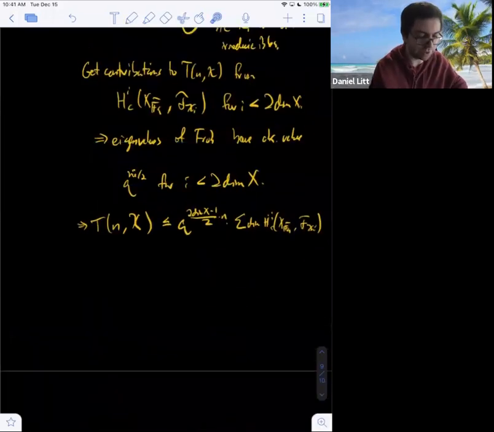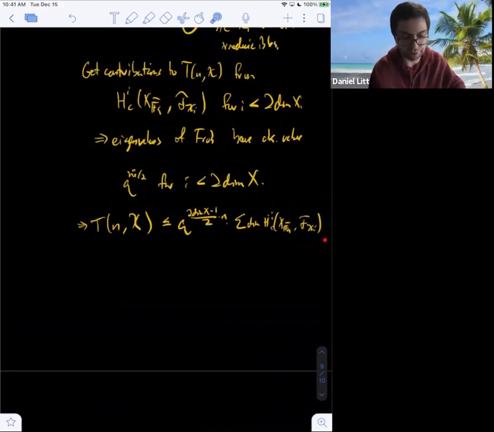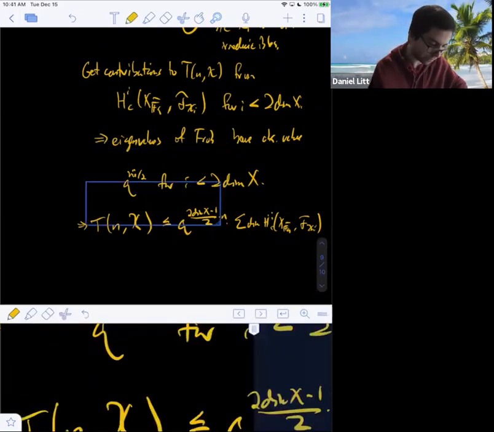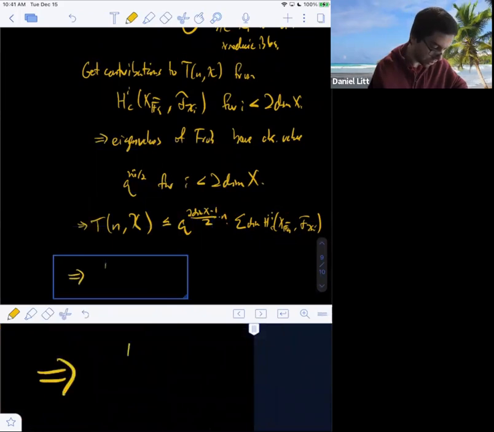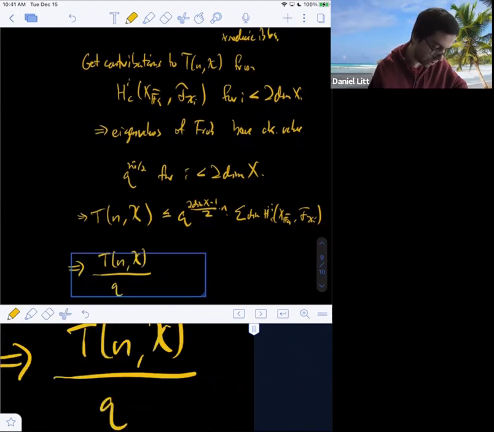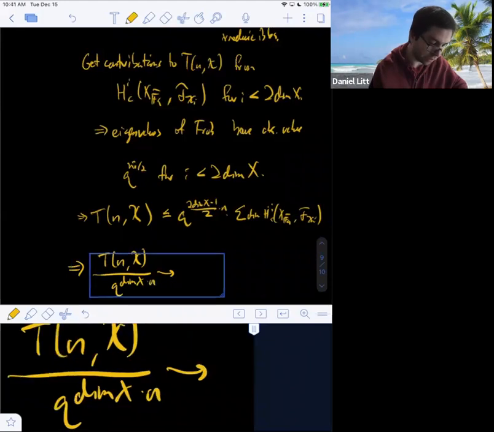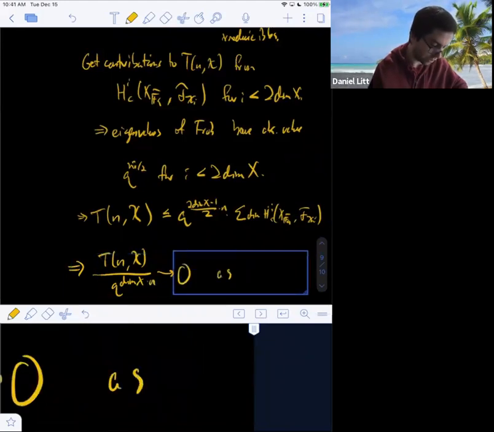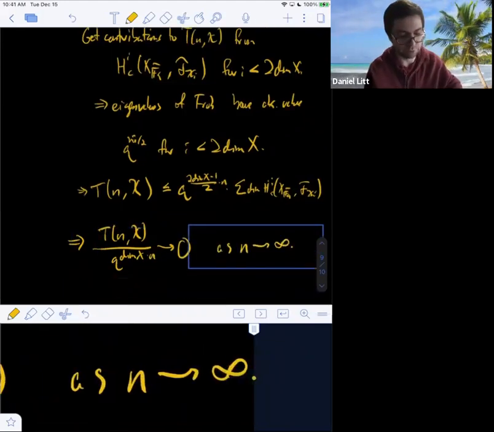So what am I saying here? I'm saying that computing the traces, you can bound that by bounding the eigenvalues, which Weil II does, and then bounding the number of eigenvalues, which is just given by this dimension. This dimension is independent of n, and this grows like q to the (2 dim x minus 1) over 2, to the n. So what this implies is that T_n chi divided by q to the dim x, to the n, goes to 0 as n goes to infinity. And this is what we wanted to prove.